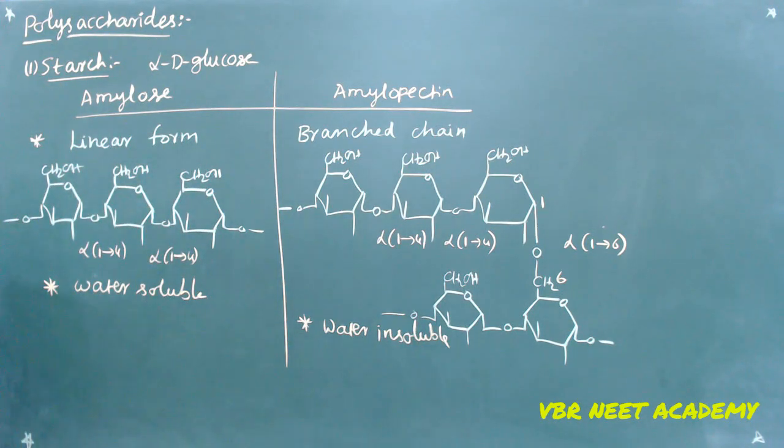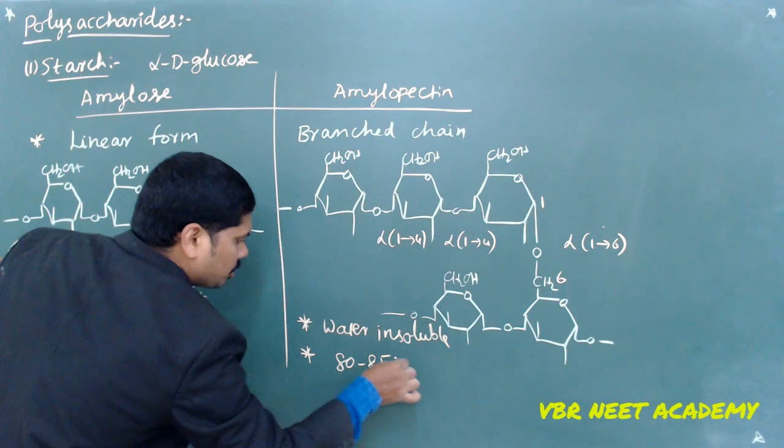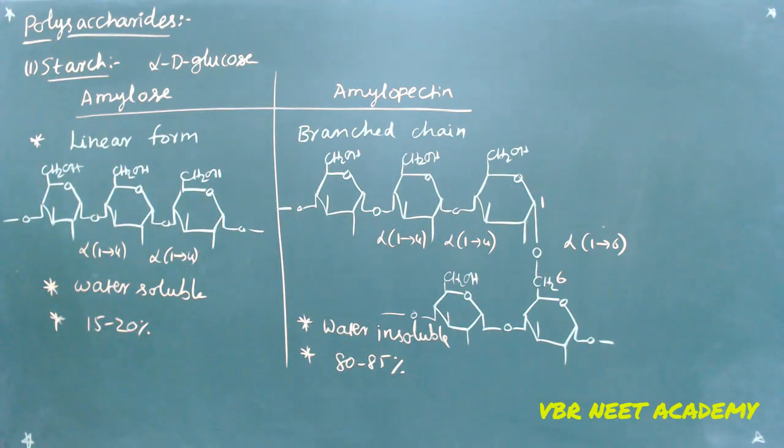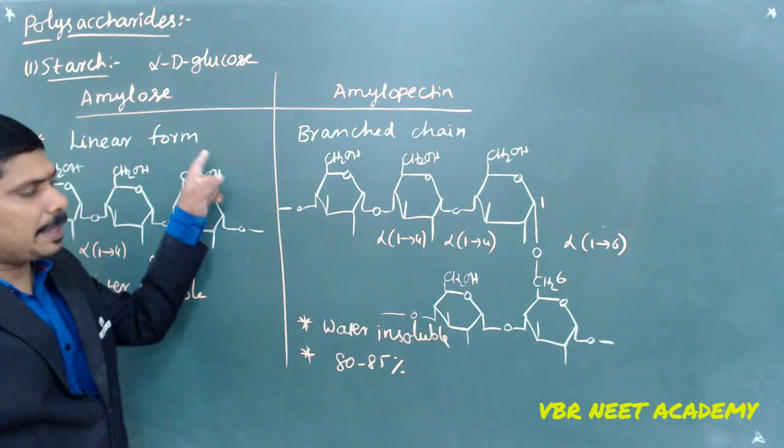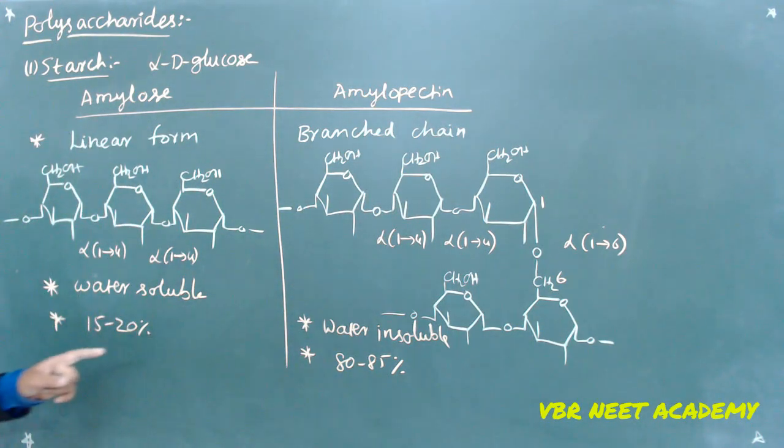This is going to be water soluble, and this is going to be water insoluble, and that is what makes the difference between amylose and amylopectin. Amylose comprises 15 to 20% of starch, whereas 80 to 85% is amylopectin. The composition of amylose and amylopectin also differs: 15 to 20% amylose and 80 to 85% amylopectin is present in the starch molecule.